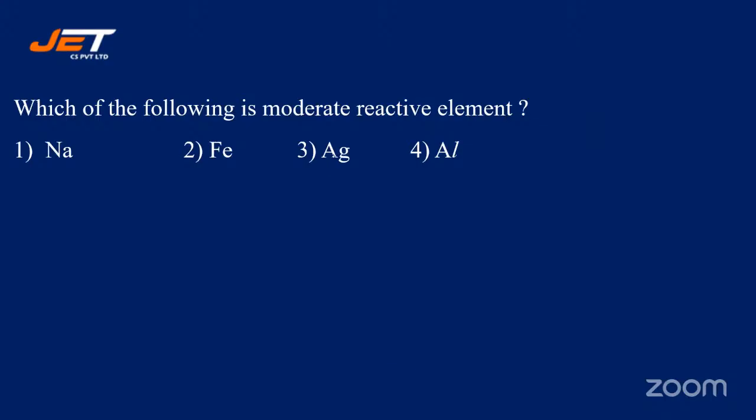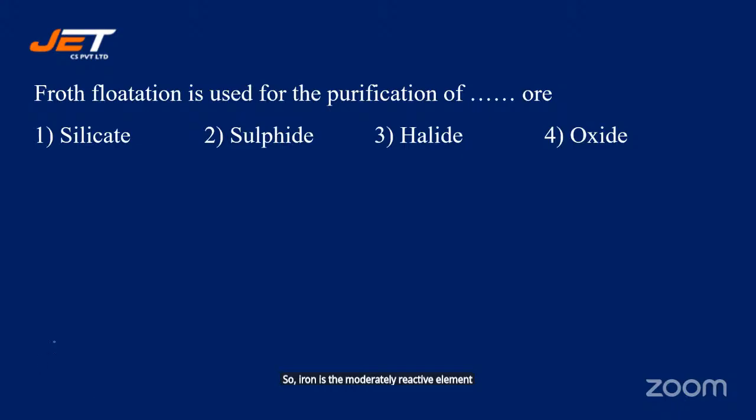Moderate reactive. Option 2 by Pranita. Svikruti, option 1. Jannat, aluminium. Ashwita, aluminium. Dastagir, iron. So they have mixed answers. Iron is the right answer. Okay. The moderately reactive element is iron. Okay. Silver is least reactive. Sodium is highly reactive. So iron is the moderately reactive element in these particular options.